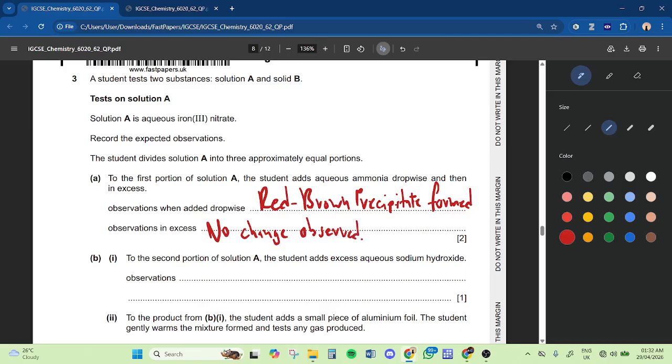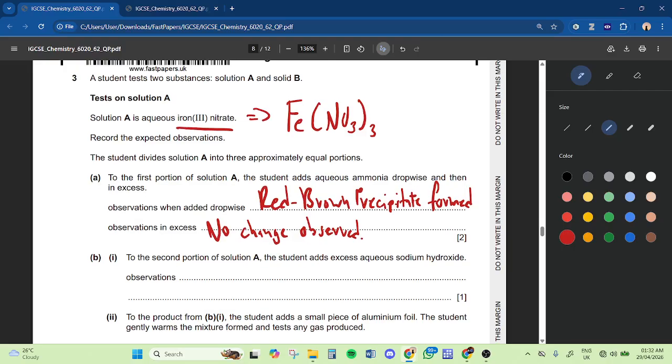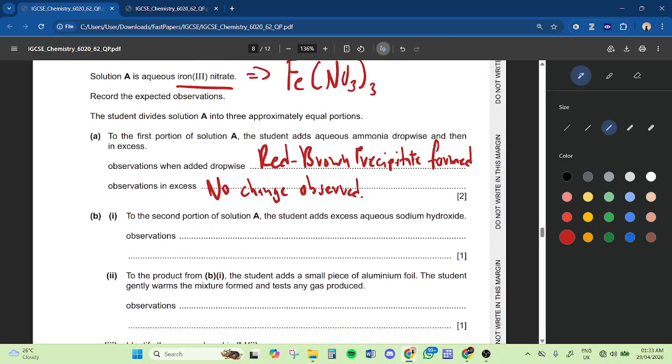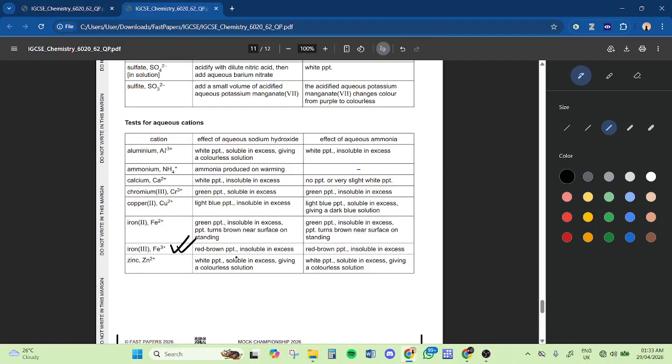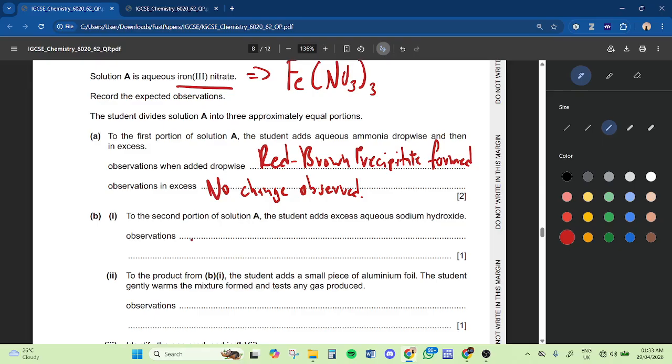It's very interesting when you think about it that way. The second portion of solution A is still iron 3 nitrate, which, by the way, is FeNO3. Adds aqueous sodium hydroxide. So what are you going to notice when you do that? If you add sodium hydroxide, if you take a look at the test, again, you're going to get a red-brown precipitate. Again, very easy. Just consult the sheet and you'll be good to go. Red-brown PPT.